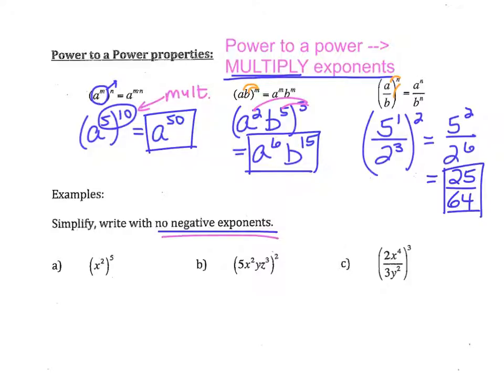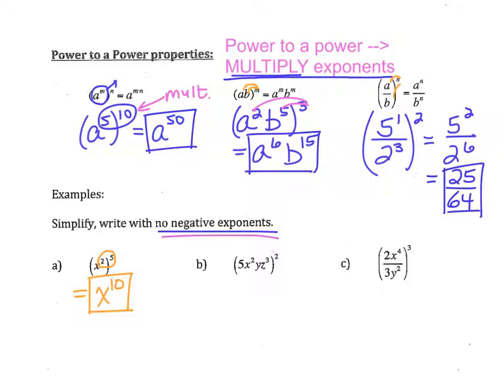Okay, so power to a power, we're multiplying the exponents together. So the first one would turn out to be x to the 2 times 5 is 10. You're not raising the exponent to a power, you're multiplying the little numbers together. So x to the 10th power.